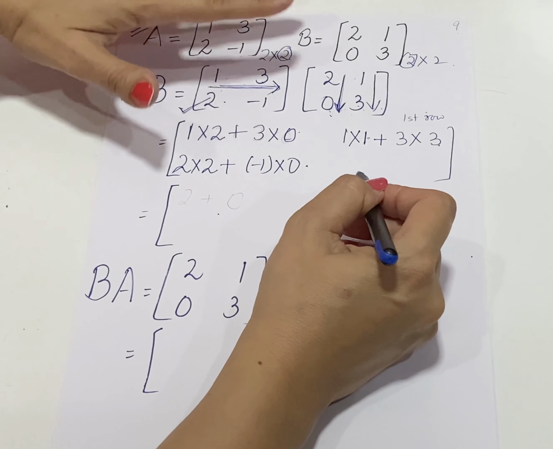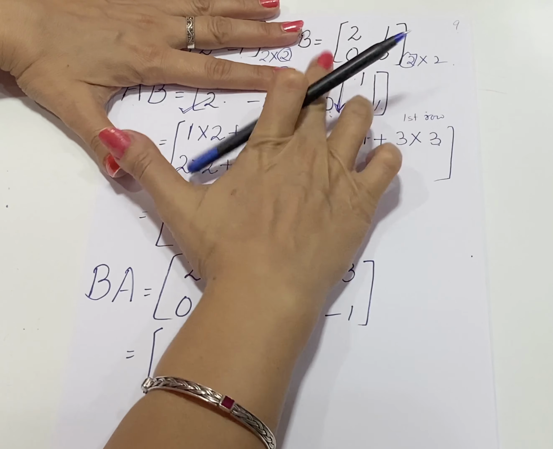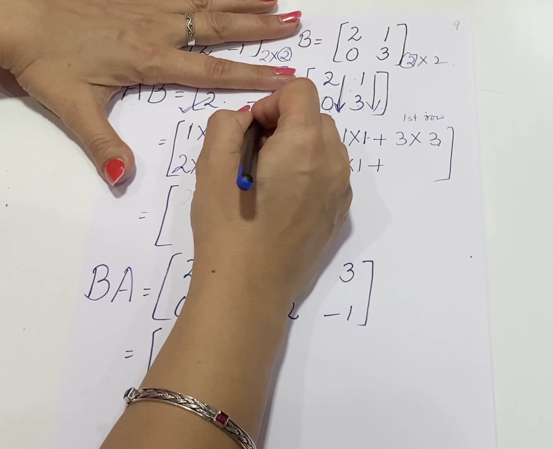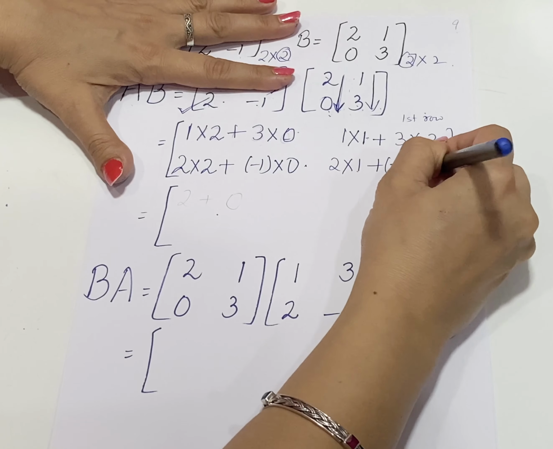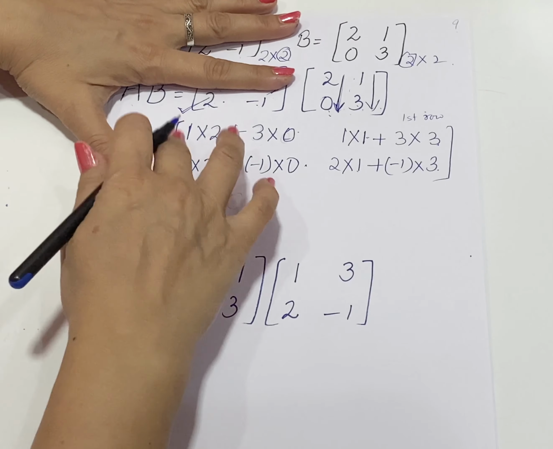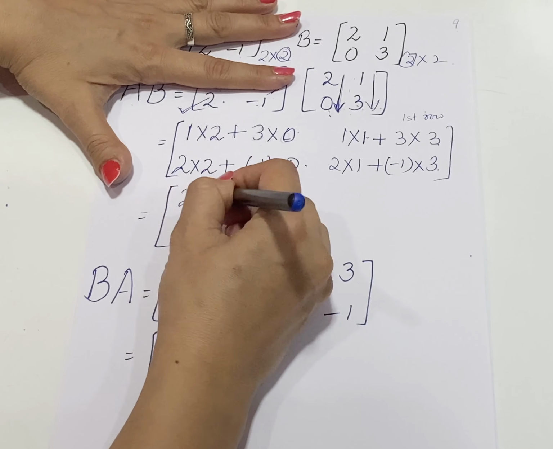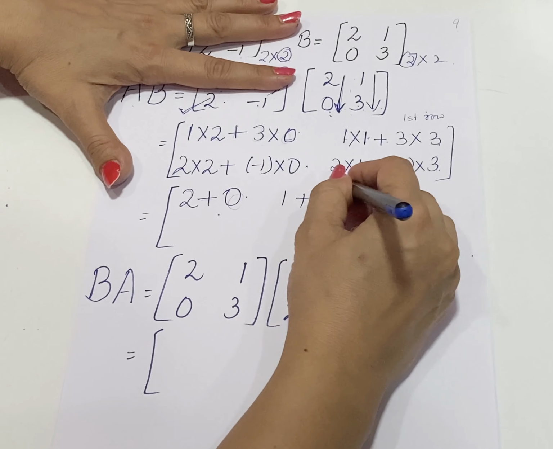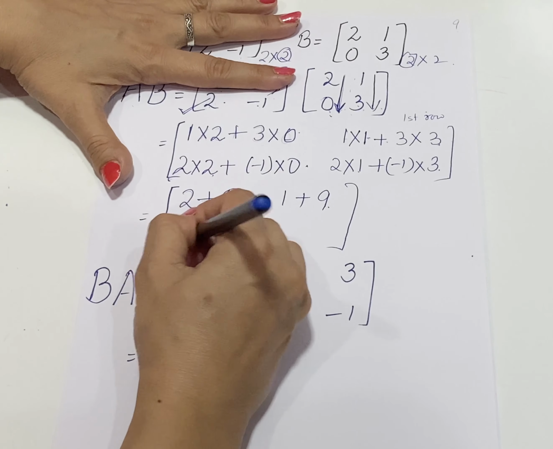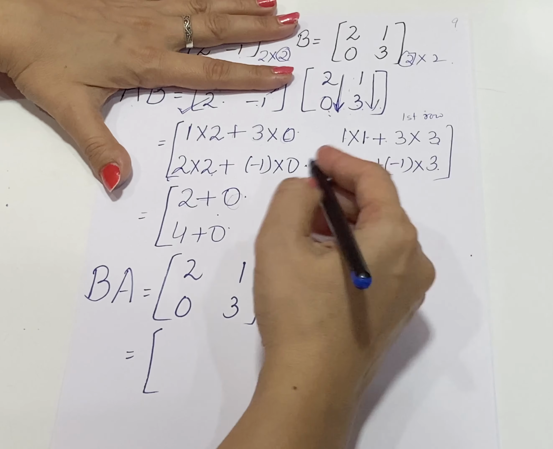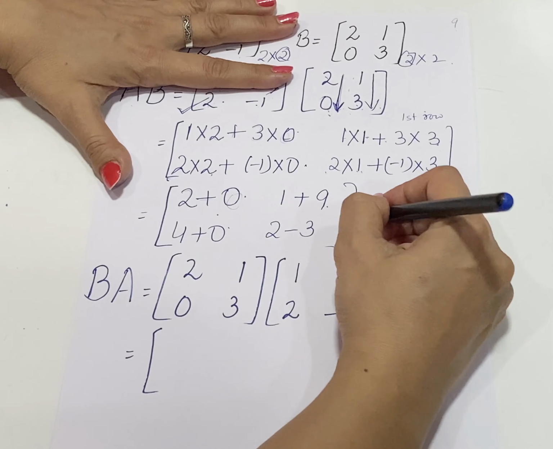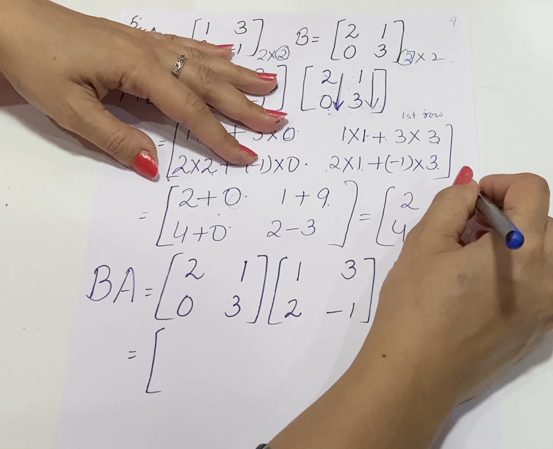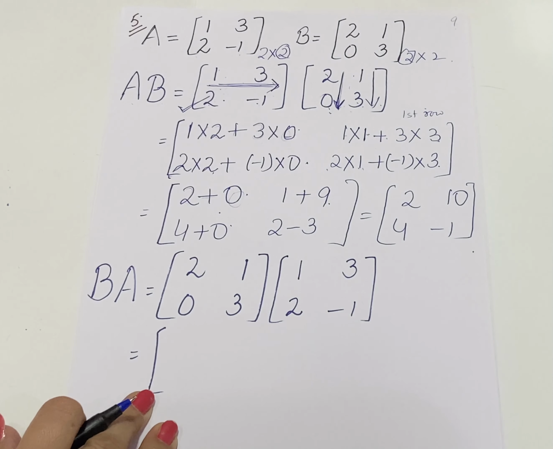Now this is second row, second column. So we are going to take this second row and this second column, 1, 3. 2 into 1 plus minus 1 into 3. Right? Now simplify this. It will be 2 plus 0. This will be 1 plus 9. Then 2 2s are 4 plus 0. And this will be 2 minus 3. And this is equal to 2, 10, 4, minus 1. This is the matrix A into B.